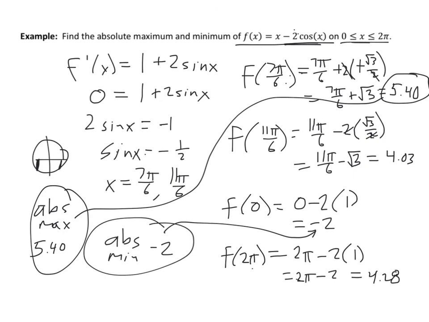So when you're asked to find the absolute maximum and minimum on a closed interval, this is the process that we use. We look at the relative max and mins, the stationary points, and we look at the endpoints of the interval, and we choose the biggest one to be the max and the smallest one to be the min.